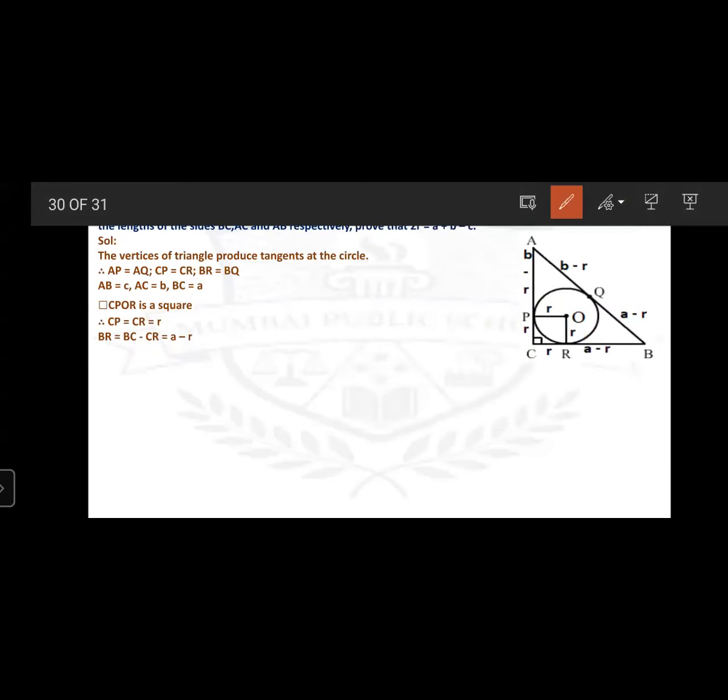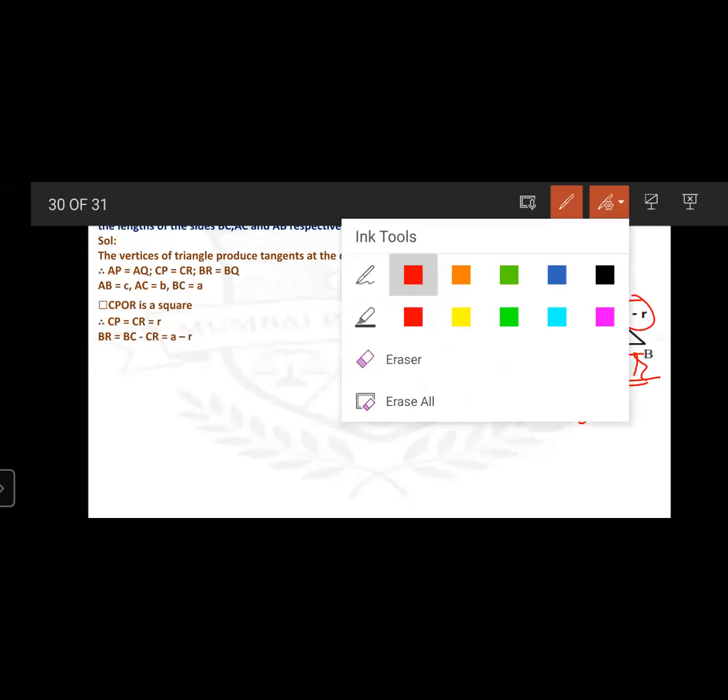So if this distance is r, right? And this all equal to a. So this distance becomes a minus r, right? And if this is a minus r, so this is congruent to this. So this is also equal to a minus r. If this distance is r and total is b, so here we write b minus r. So this distance is b minus r, and this is equal to this. So this is also equal to b minus r.